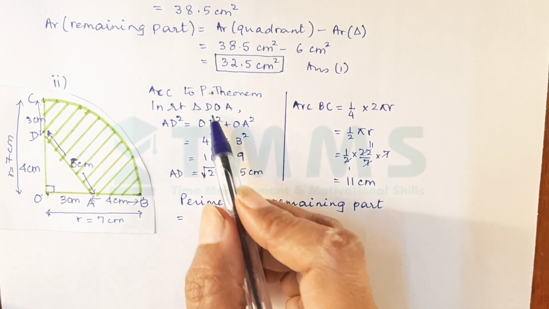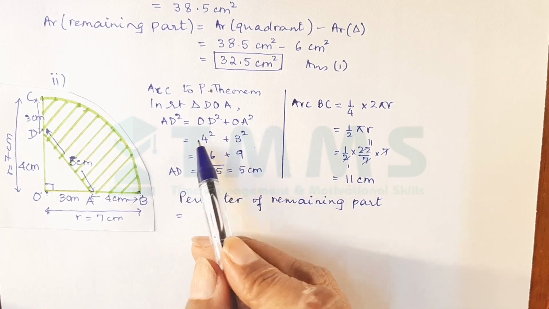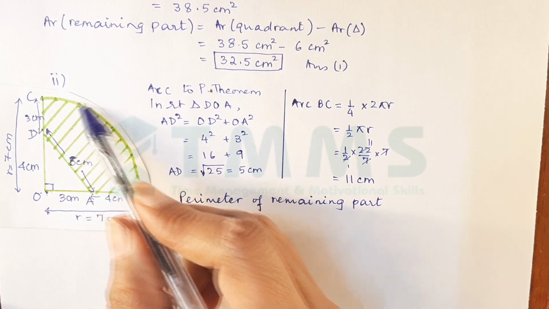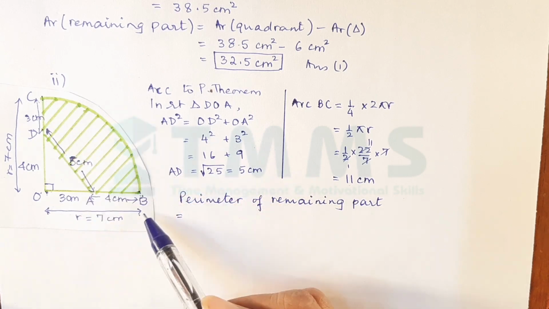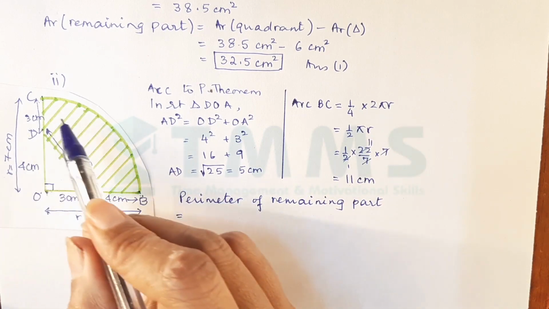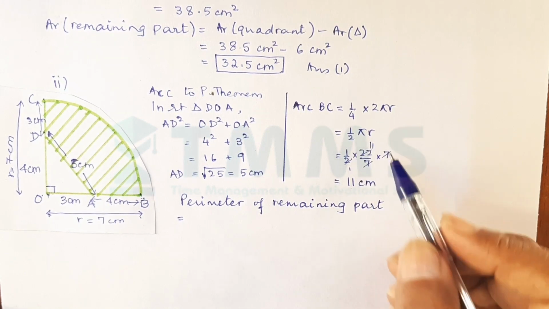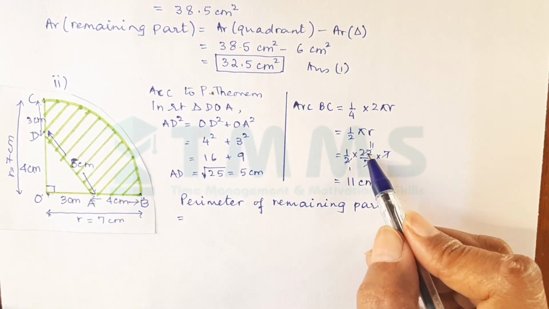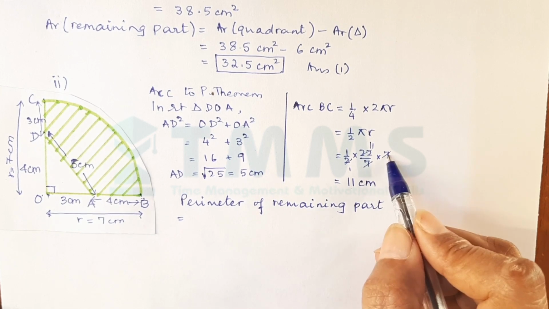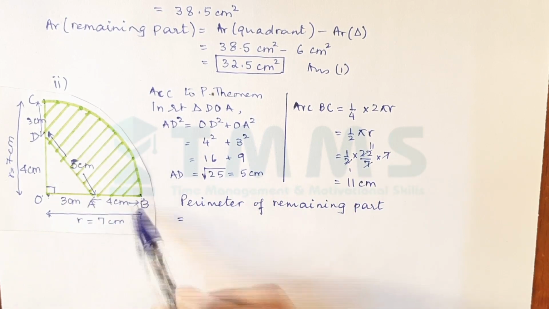I have shown the steps here to find AD square using Pythagoras theorem, like so. You already know the Pythagoras theorem. Now we come to finding the arc BC. Arc BC will be 1/4 of the total circumference. The total circumference is 2 pi r, so it becomes half pi r. That is half into pi value, which is 22/7. All of you know that. Multiplied by 7, and so we have cancellation giving us 11 centimeter as the value of arc BC.